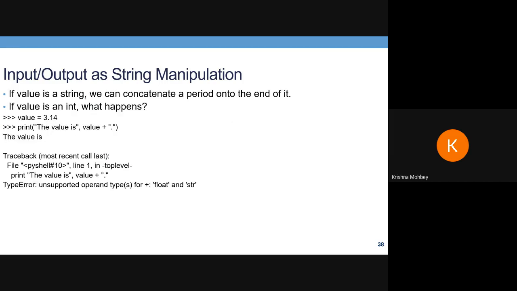If the value is a string, we can concatenate a period onto the end of it. Like we want a full stop here. So we can do that. The value 3.14 plus this one. So it is generating an error. Why? Because it is not a string. It is a float value. If we write value equals 3.14 in either single quotation or double quotation, then this operator can work.